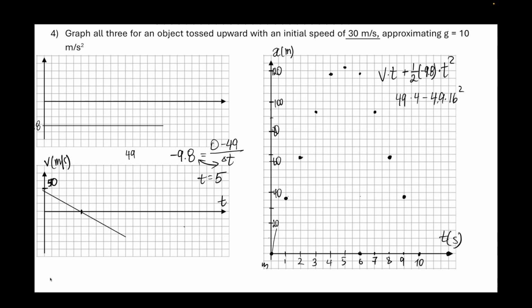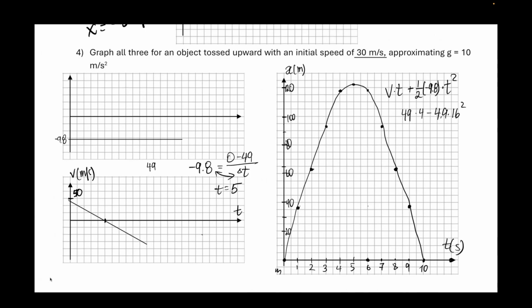So overall, that is the shape of something that has been tossed. It will look like a parabola. It will look like a flat line for acceleration, a sloped line where the slope is the value of that acceleration, and then as for position versus time, that would be a parabola.